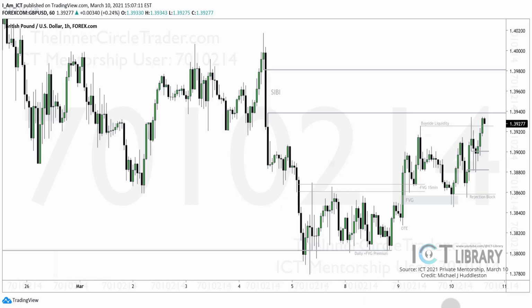All right, 60-minute chart on cable. We have a sell side imbalance, buy side inefficiency, buy side liquidity pool that was swept here today. Trade back down into another buy side imbalance, sell side inefficiency. Closes that in and rallies. Rejection block in here. Runs higher.